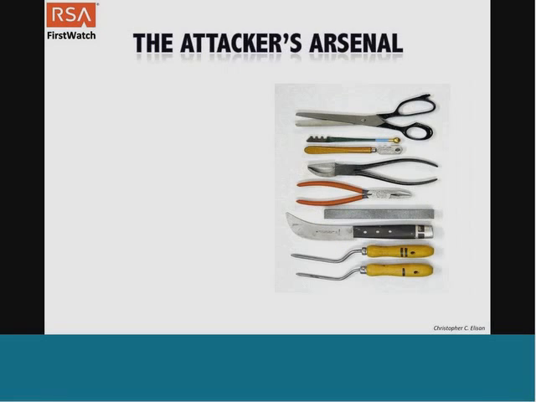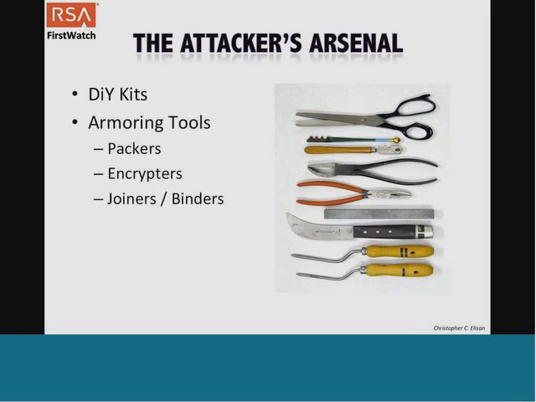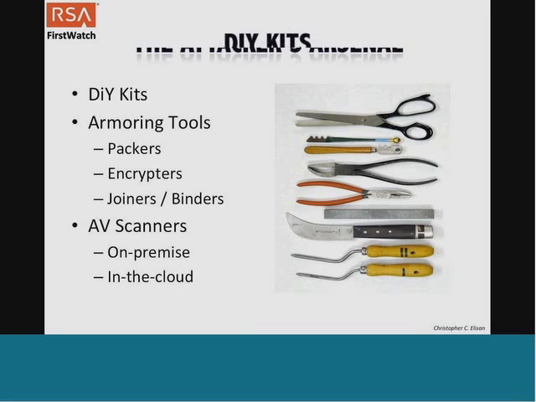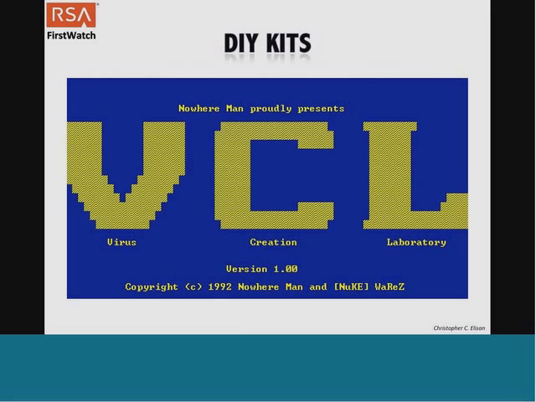So how are they able to create an army of armored malware? They have different tools in their arsenal. Among those tools are the DIY kits, the armoring tools, the packers, encryptors, joiners, and binders. And they also have AV scanners for quality assurance purposes, which I will explain later how they use. So, going to DIY kits.